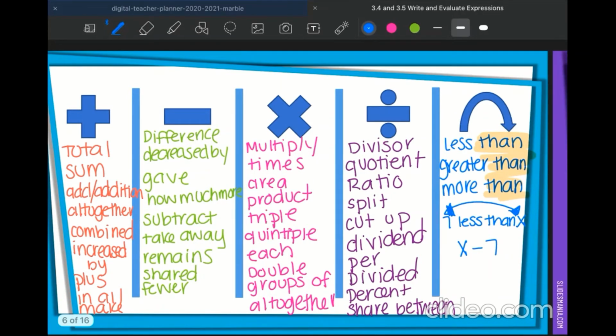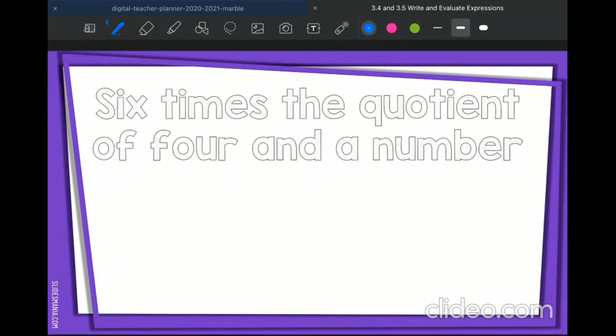Now, have you talked about annotating text in Ms. Conley's class? Good, because in order to do these problems, you kind of want to annotate text, okay?